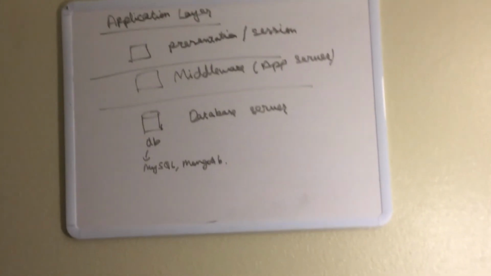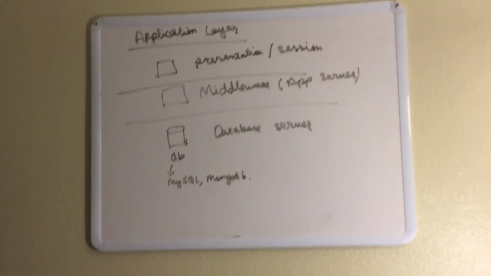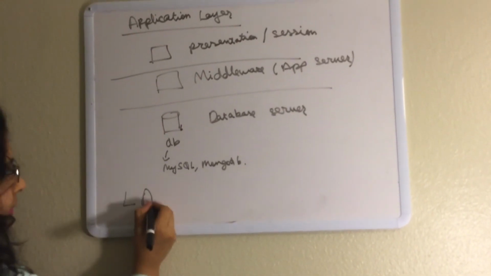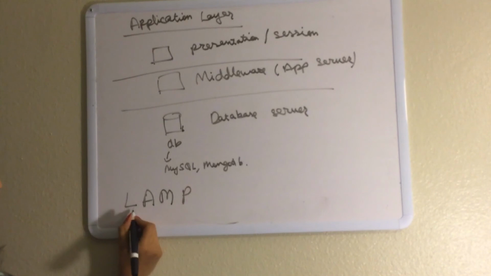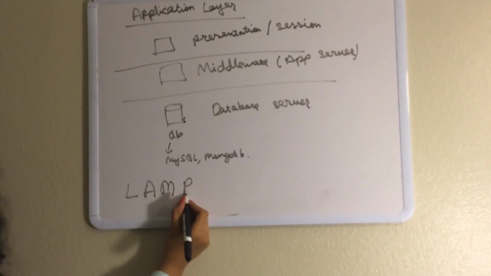What is an AppStack? AppStack is basically an application stack, which is a set of applications. An example for this is LAMP. L for Linux, A for Apache, M for MySQL, and P for PHP.